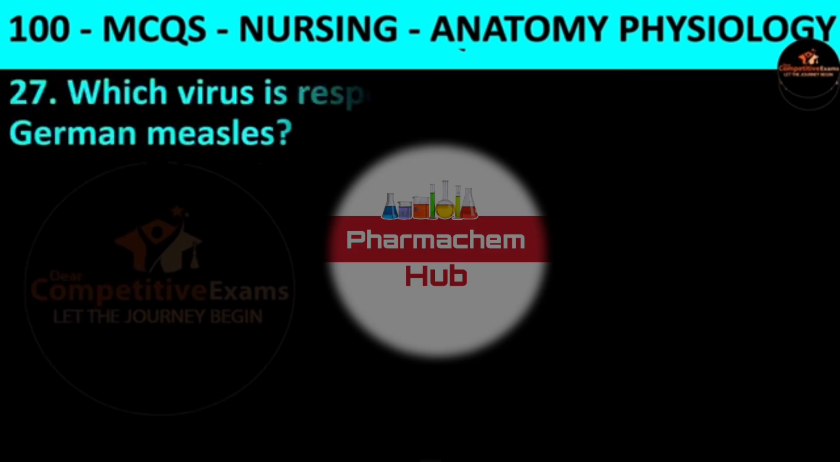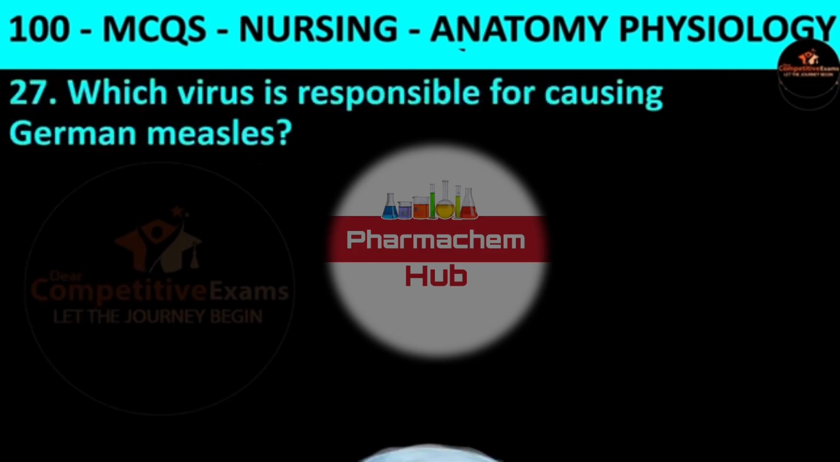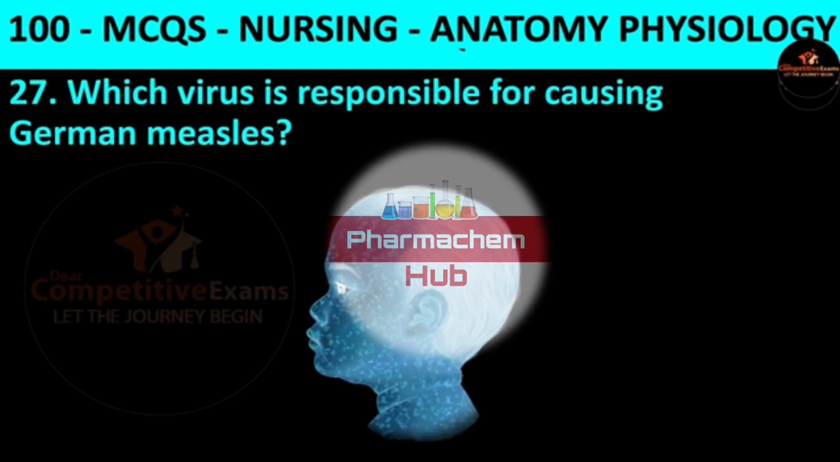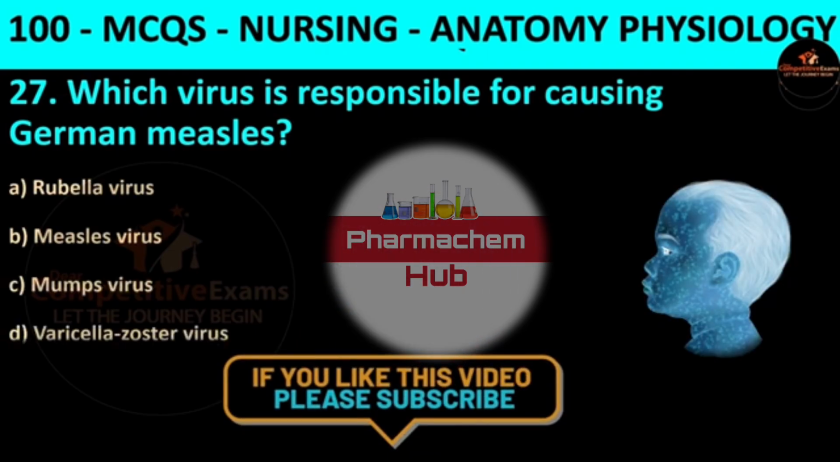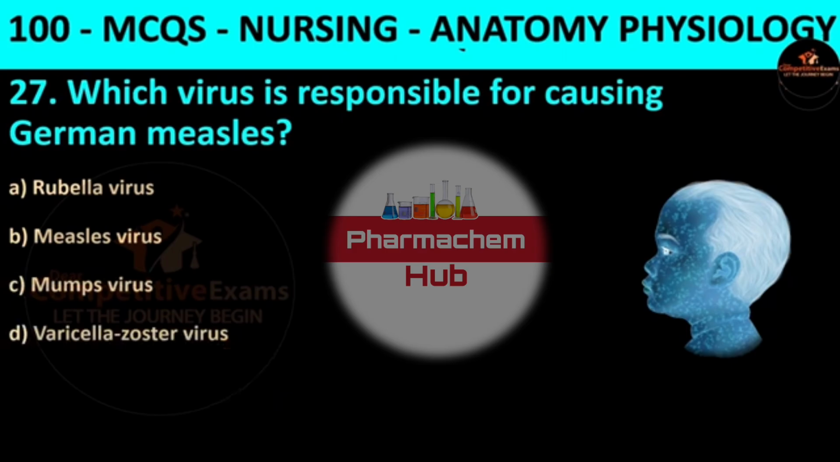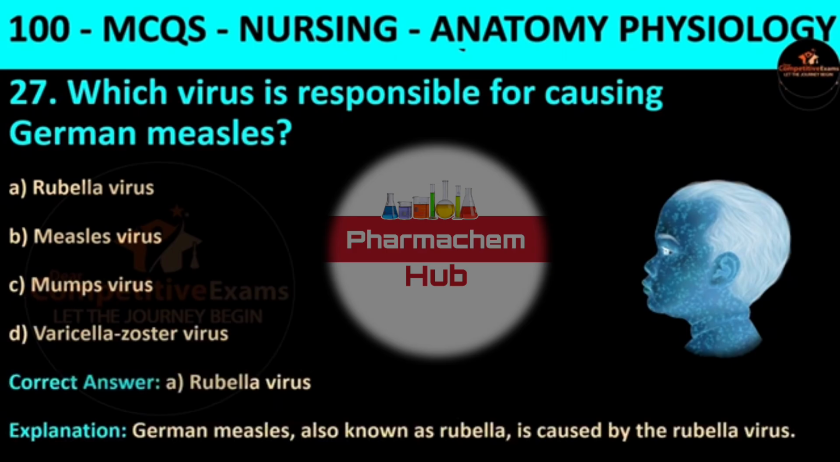Question number 27. Which virus is responsible for causing German measles? Your options are rubella virus, measles virus, mumps virus, or varicella zoster virus. The correct answer is A, that is rubella virus. German measles, also known as rubella, is caused by the rubella virus.